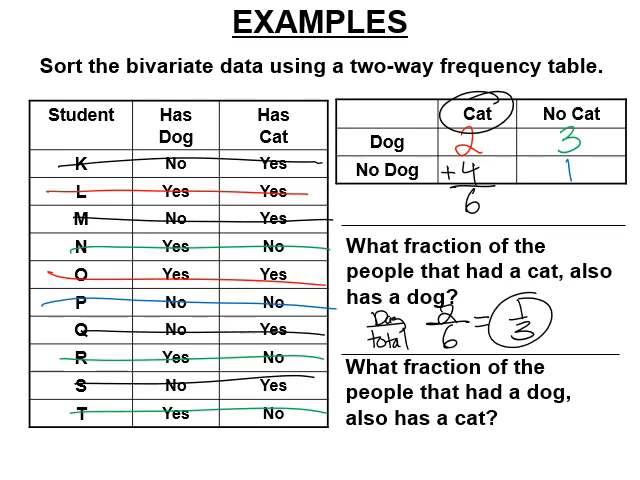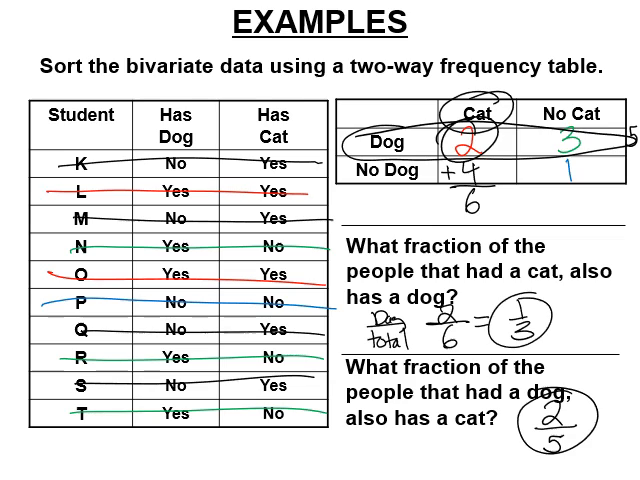What fraction of the people that had a dog also had a cat? All right, so here are the people that had a dog, right? So the total is over there. It's 5. There's 5 total people that had a dog. Some had a cat, some did not have a cat. So 5 total people had a dog. How many of those had a cat? Well, 2 out of the 5, or 2/5 of the people who had a dog had a cat.